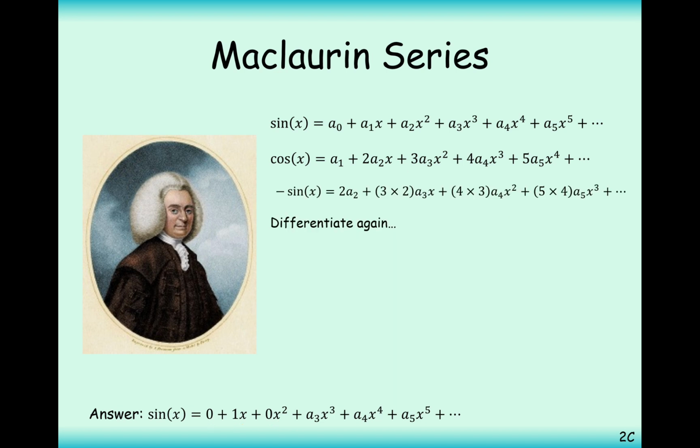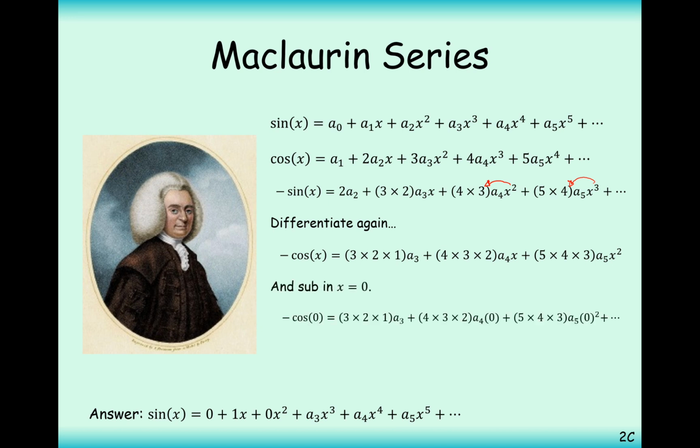Differentiate again. So minus sine will differentiate to minus cos. And you'll see here we've now got 3 terms that are being multiplied at the front here, because we've had to differentiate 3 times. So it's going to be 3 times 2 times 1, a3, plus 4 times 3 times 2, a4x. You can see here that the 2 would multiply to the front and then reduce the power by 1, and the 3 would multiply here and then reduce the power by 1. And then again, sub in 0.